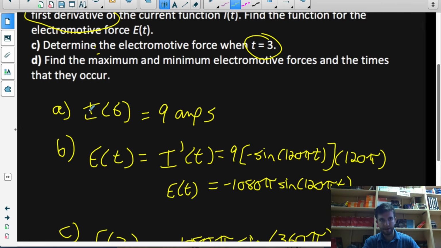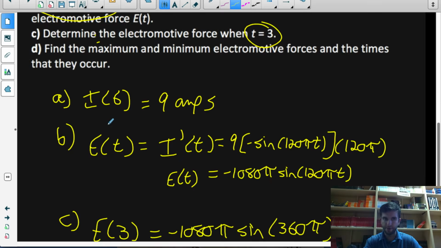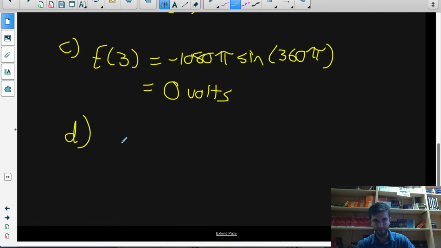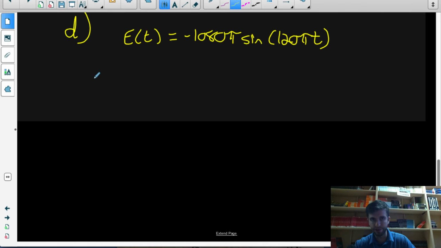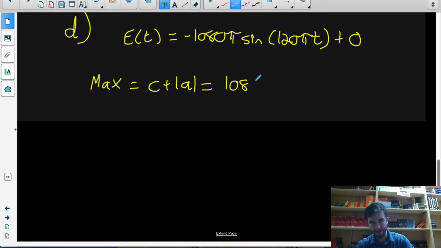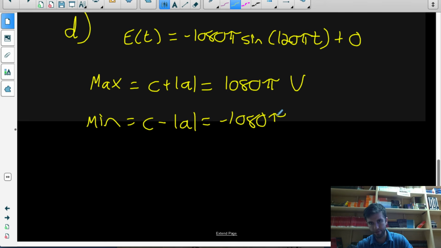Part D asks us to find the maximum and minimum electromotive forces and the times that they occur. Well, I could find the max and min using transformations. Let me just quickly rewrite the E at t function again. So E at t equals -1080 pi sine of 120 pi t. I want to find the max and min values of this, so I can use transformations. So the max is equal to the c value plus the absolute value of a, which in this case is 0 plus 1080 pi, so that's 1080 pi volts. And the min is equal to c minus the absolute value of a, which is equal to 0 minus 1080 pi, which is -1080 pi volts.